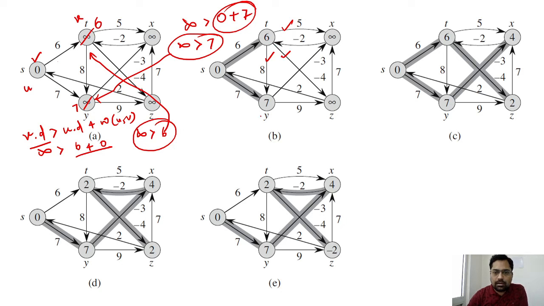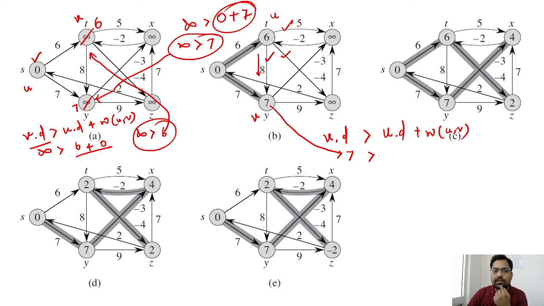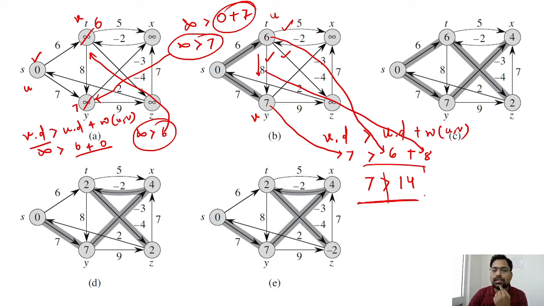So in this case, we know previously it was 7. This is u now and this is v. If I select this one, I might be writing this is u and this is v for us. So we have to check whether v.d is greater than u.d plus w(u, v). v.d is 7, so you must write: is 7 greater than 6 plus 8? So 7 is not greater than 14, so we are not going to relax, means we are not going to update the value. So this is now discarded. Clear? Because of this reason.